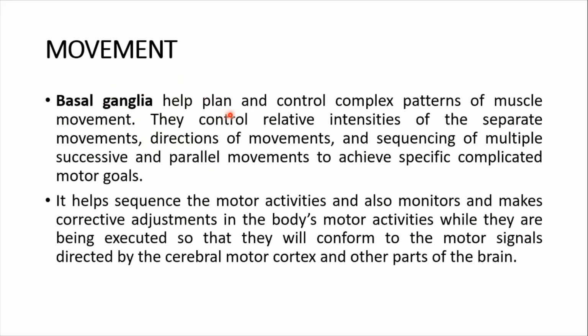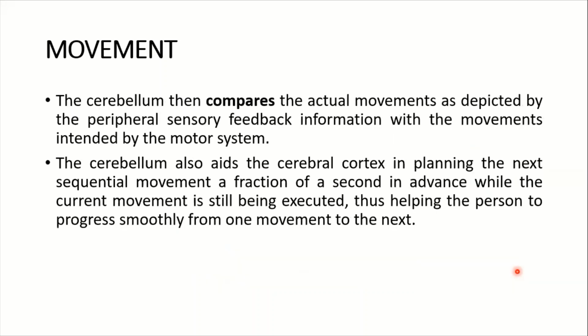Basal ganglia help plan and control complex patterns of muscle movement. They control the relative intensity of the separate movements, directions of movements, and sequencing of multiple successive and parallel movements to achieve specific complicated motor goals. It helps sequence some motor activities and also monitors and makes corrective adjustments in the body's motor activities while they are being executed so that they will conform to the motor signals directed by the cerebral motor cortex and other parts of the brain.